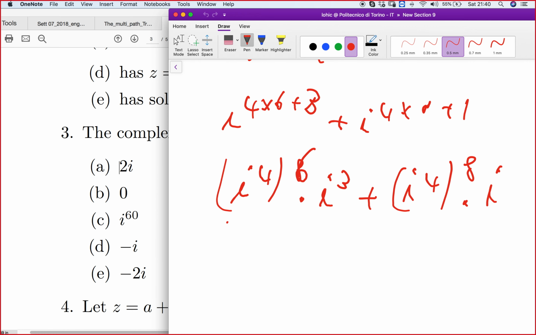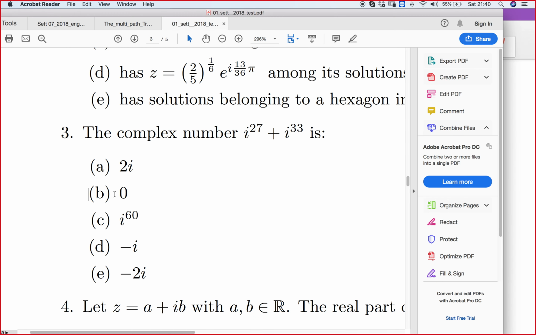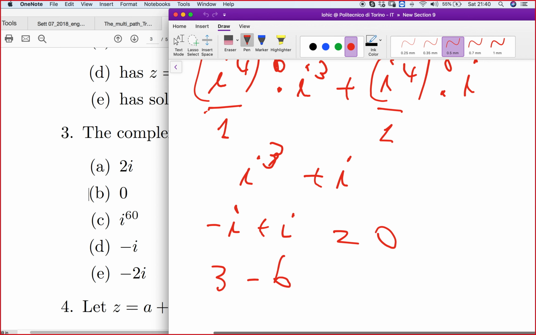But I remind you that i to the power 4 is actually 1. And 1 to the power 6 is 1. So you remain just with i cubed plus i. But i cubed is minus i. So this gives you minus i plus i, which gives you 0. And so the answer for this MCQ is B. So we have the answer 3B. Is that clear? Okay, nice.